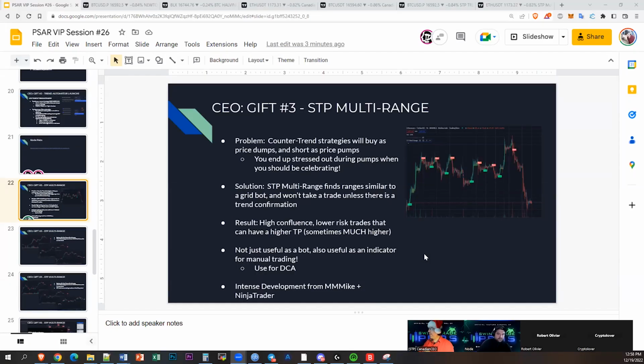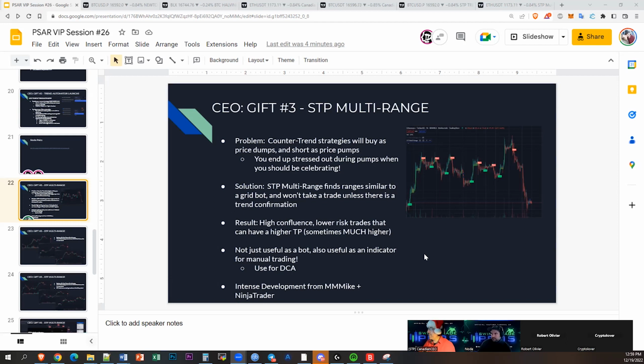What we've got today for you is the STP Multi-Range, okay? And so what's the problem that we're solving here? You'll find often with VWAP strategies, with counter trend strategies, that as price is pumping, it's taking out shorts, right? And you are just sweating through a pump instead of celebrating it, right? It's the worst. I've been through it. A lot of us have been through it, when you're sweating through a pump instead of celebrating, because you're not trading with the trend, you're trading against it.